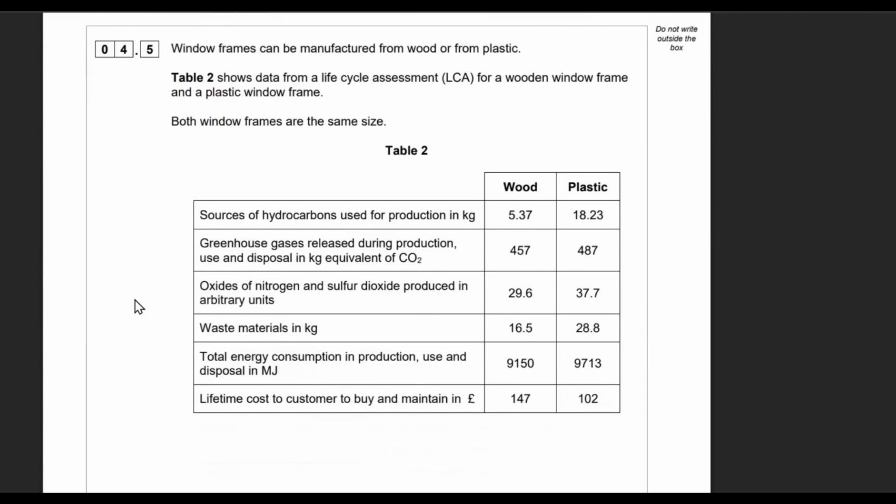Right, 4.5. Window frames can be manufactured from wood or from plastic. Oh, a 6 mark question: analyze the table. Table 2 shows the data from a life cycle assessment, an LCA, for a wooden window frame and a plastic window frame. Both window frames are the same size. So they're going to ask us to compare and evaluate the use of wood and plastic.